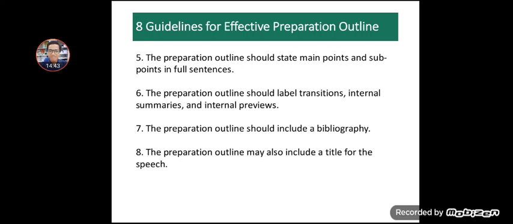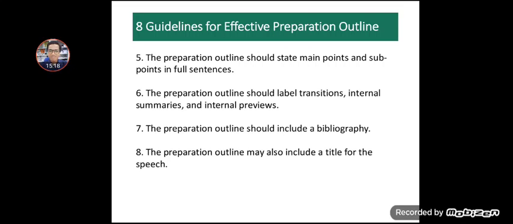Number 6, the preparation outline should label transitions, internal summaries, and internal previews. So when we have these labels, we know at which part or which point of our speech we can do the transition from maybe fact number 1 to fact number 2, or premise number 1 to premise number 2, or the main point number 1 to main point number 2.